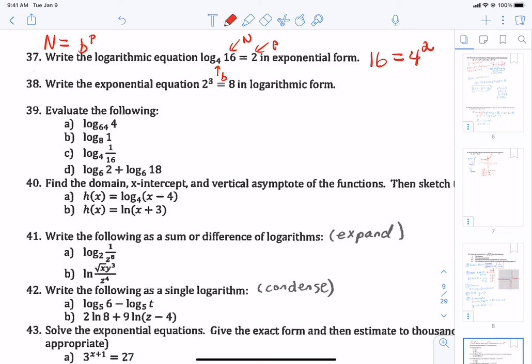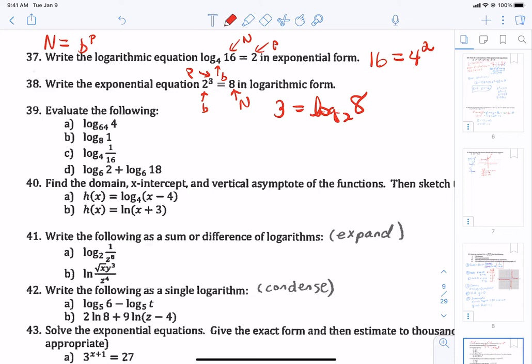You got it. So now let's flip it and go the opposite way for 38. Here's our base, here's our power, here's our number. So I know that the power 3 is the log base 2 of the number 8.